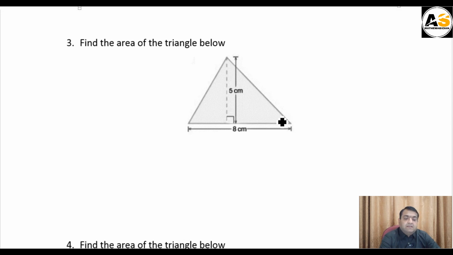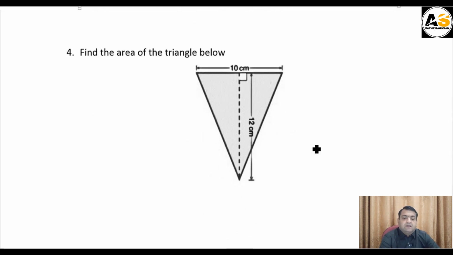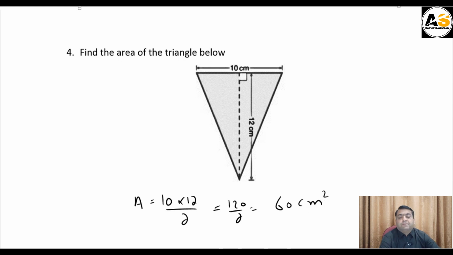This is the base, this is the height, this is an acute triangle, as we discussed in the 3 cases. Its area will be base into height over 2, 40 over 2, which is 20 centimeter square. I hope this is clear. Now this is another triangle. This is the base and this is the altitude or height. Its area will be 10 multiplied by 12 over 2, 120 over 2, or 60 centimeter square.